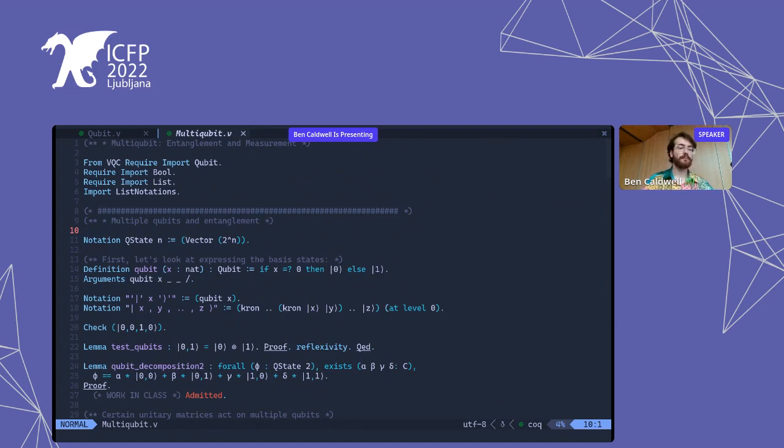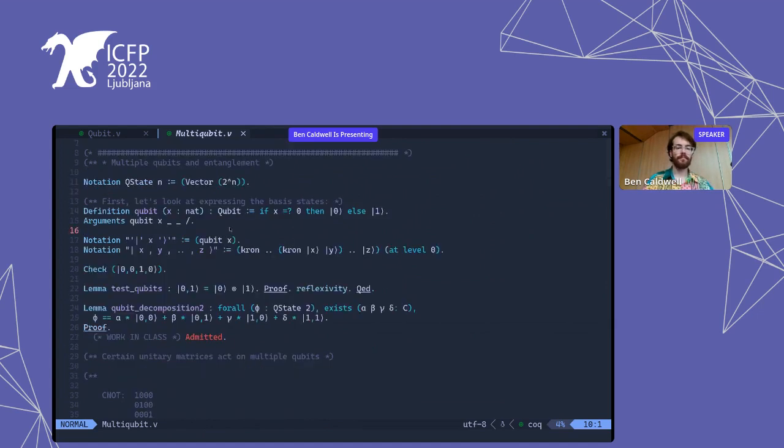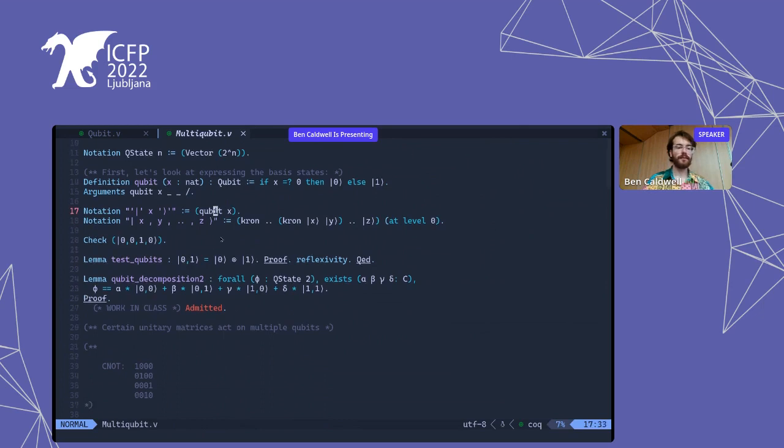Right, so multi-qubit, we talk about quantum states now, where we're going to have vectors of size 2 to the n. And then we can define the basis states and give them a nice notation, so you can use Dirac notation. And then we get decomposition.